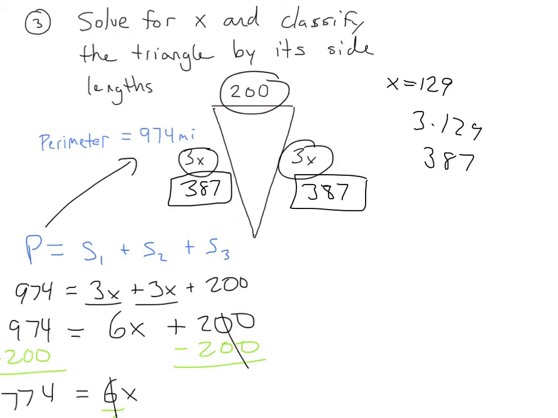But here's my question. Did I even need to solve for x to know what kind of triangle it was? No, because I knew this was 200, and this side was 3x, and this side was 3x. Well, both of these sides, even though they weren't numbers, they were just terms, 3x, they were both 3x. Therefore, they were both going to be the same, so it was isosceles from the very beginning anyway. So yeah, there you go.